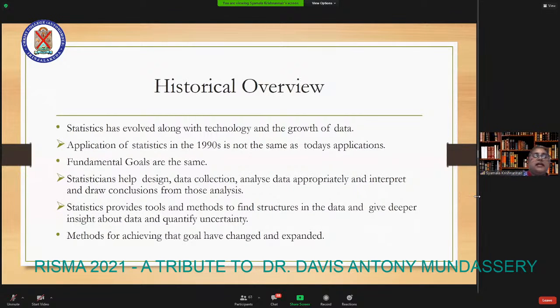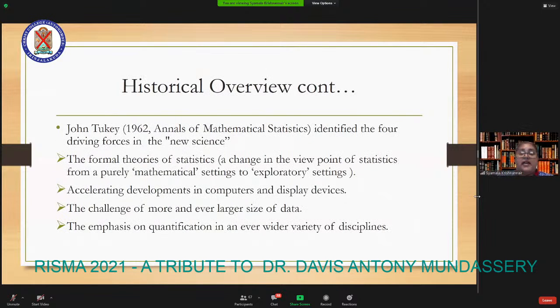In 1962, John Tukey identified four driving forces in the new science, which is now data science. Those driving forces are: the formal theories of statistics, a change in the viewpoint of statistics from purely mathematical settings to exploratory settings; accelerating developments in computers and display devices; the challenge of ever larger sizes of data; and the emphasis on quantification in an ever wider variety of disciplines. These were the driving forces identified in 1962 for the new science, which is now data science.